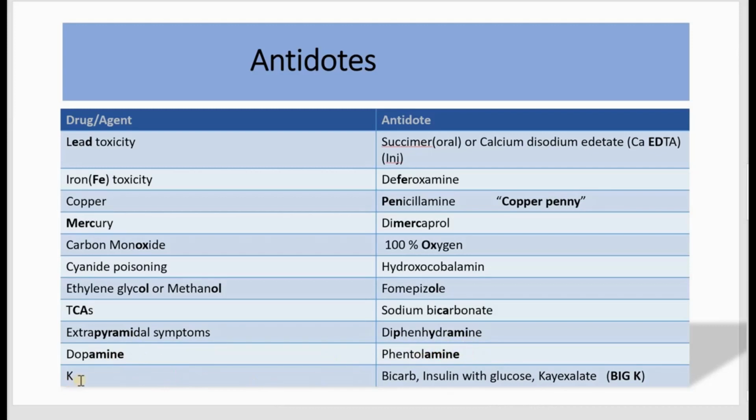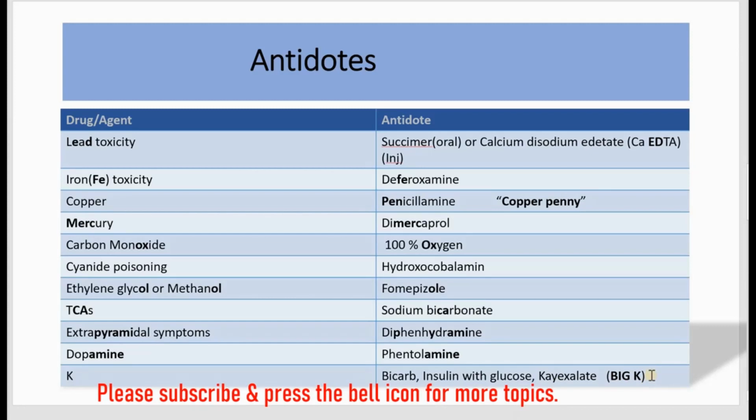Now, to treat hyperkalemia, or high potassium, you give bicarb, insulin with glucose, and Kayexalate. So hyperkalemia or potassium is represented as big K. So you can remember the antidote as big K. B stands for bicarb, I for insulin, G for glucose, and K for Kayexalate. Along with these, if cardiac arrhythmias are present, calcium gluconate is given, or dialysis if needed.